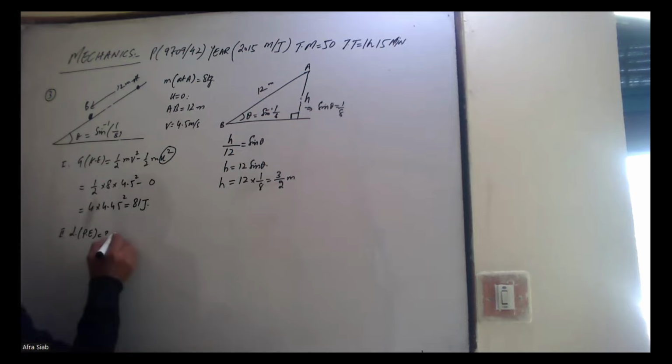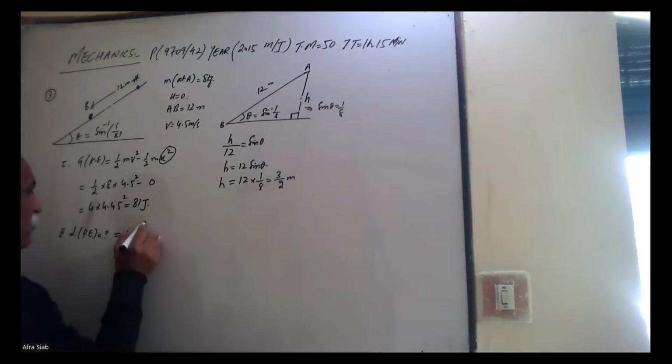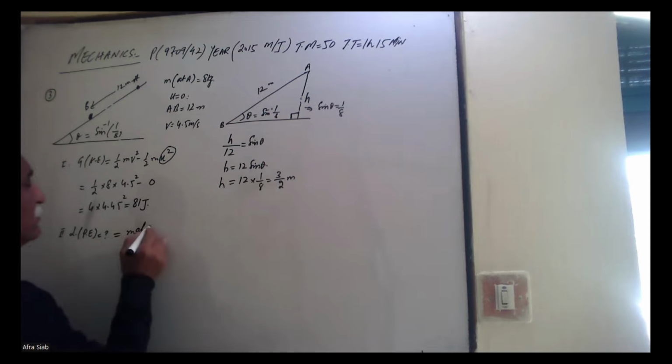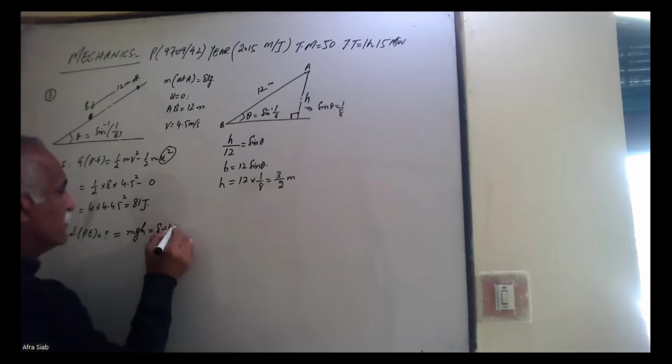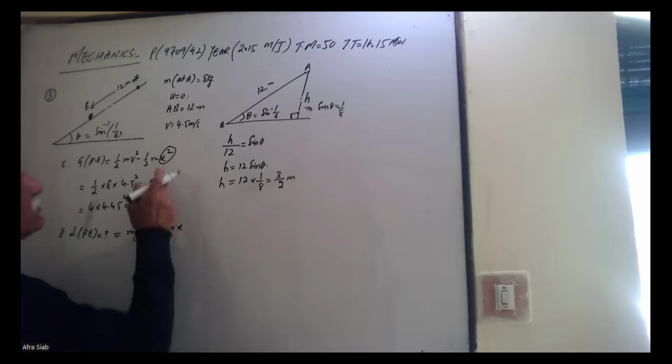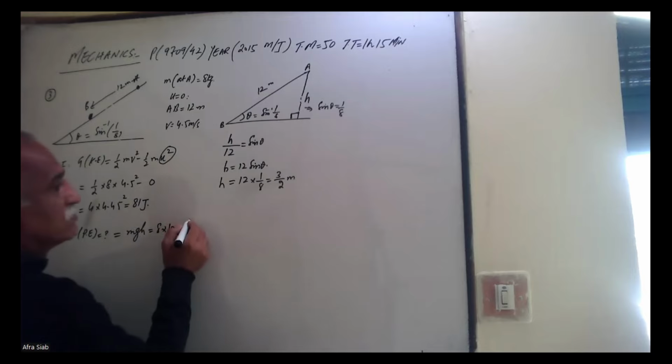And potential energy is basically equal to mgh. Now the mass of that particle is 8, g is 10, and height is 3 over 2.